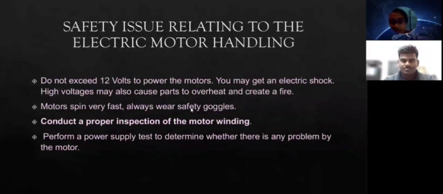So for the last slide, we will discuss the safety issues relating to electric motor handling. Do not exceed 12 volts to power the motors. You may get an electric shock, and high voltages may also cause parts to overheat and create a fire. Motors spin very fast. Always wear safety goggles and conduct a proper inspection of the motor winding. And lastly, we need to perform a power supply test to determine whether there is any problem with the motor.